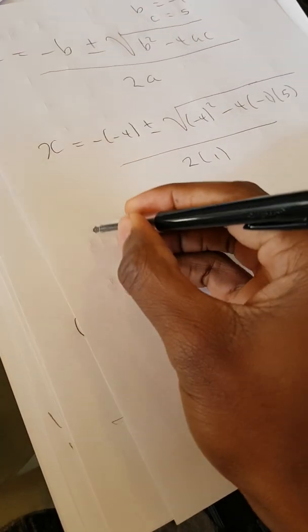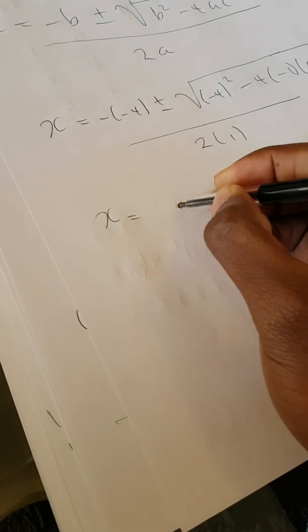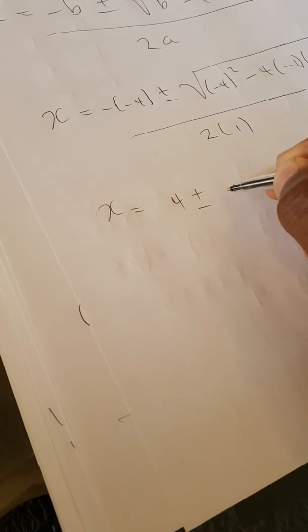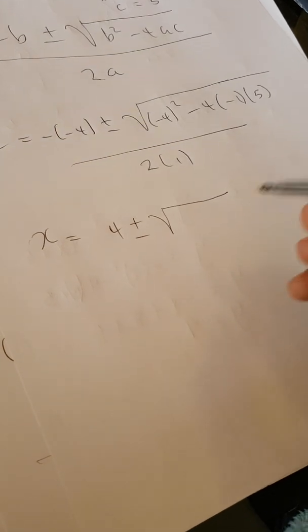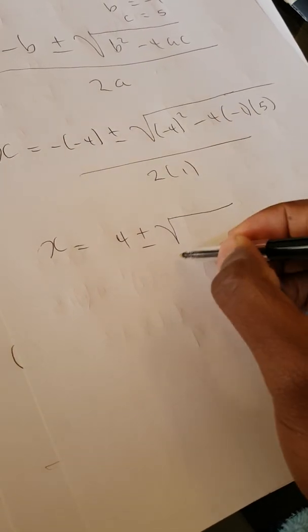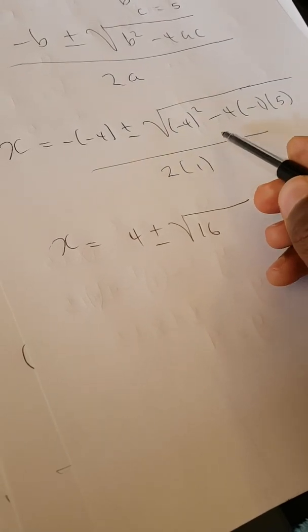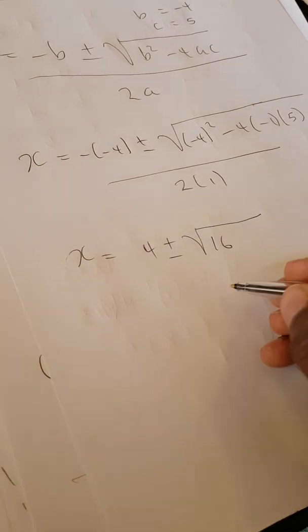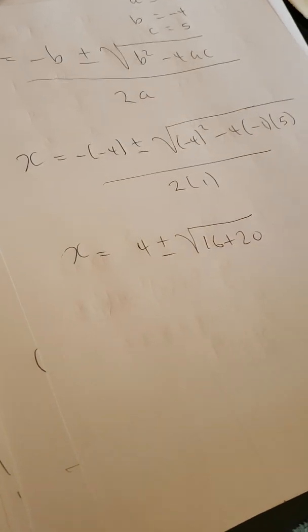Okay, so it's gonna be x is equals to negative times negative is positive 4, plus minus square root of, okay, so these variables inside, they will give you positive 16 here, and then -4 times -1 is +4. So 4 times 5 is going to be 16 plus 20.